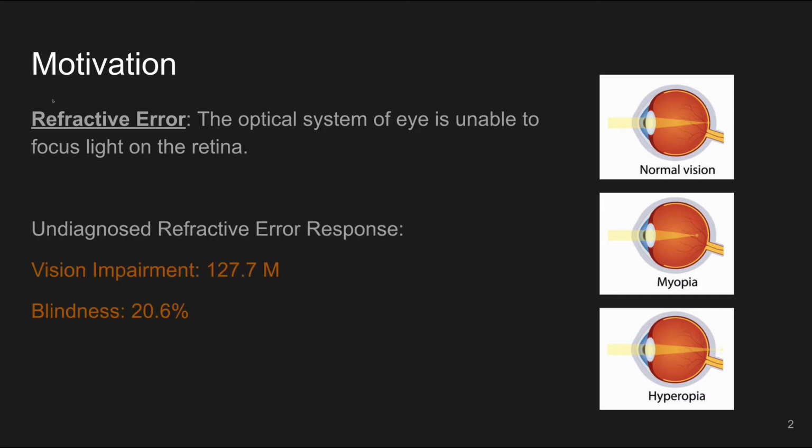Although refractive error is very common and may seem like a solved problem, it turns out that this condition goes undiagnosed for many people worldwide. According to a 2015 study, undiagnosed refractive error was responsible for vision impairment in approximately 128 million people worldwide. And out of the 36 million blind population, 20.6% were blind simply because of undiagnosed refractive error.